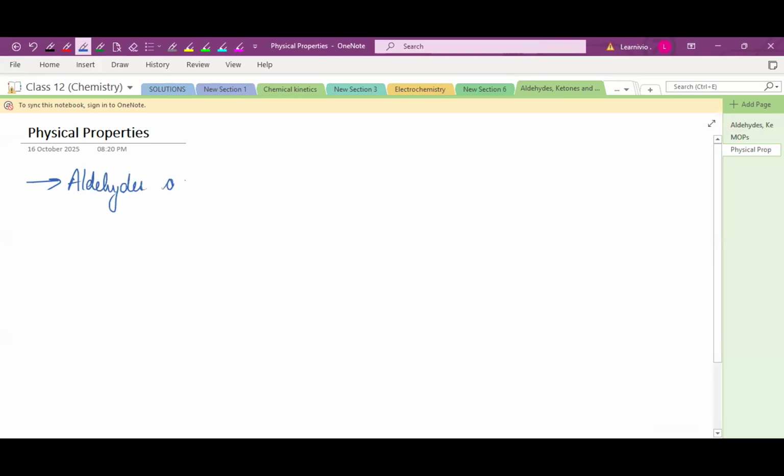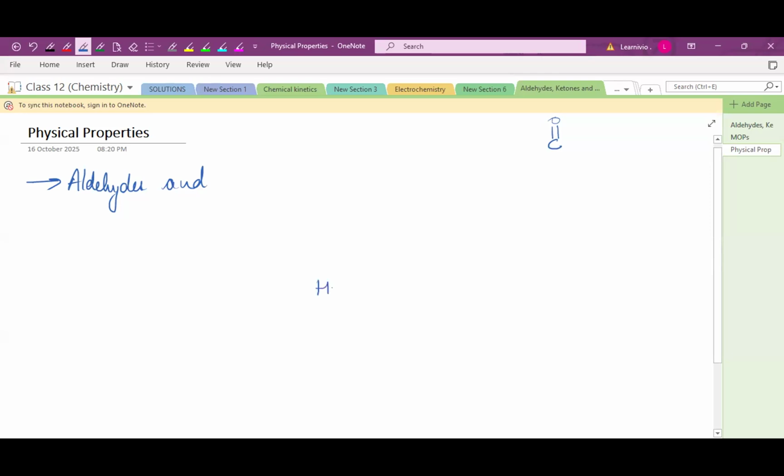Aldehydes and ketones are miscible in water. They are miscible in water because they can form hydrogen bonds with water. Both aldehydes and ketones have the CO group, the carbonyl group. Between this carbon and oxygen, the oxygen has a lone pair, right? So what happens is the oxygen can get attached to the hydrogen.